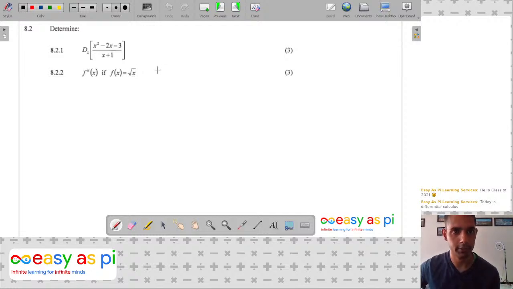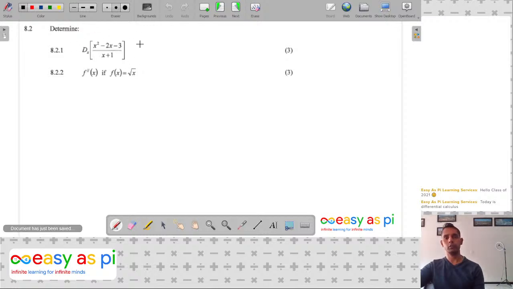And now they're saying dx, x squared minus 2x minus 3, all over x plus 1, and they say determine. Now dx is another notation that says find the derivative. Now, first of all, we cannot find the derivative of this in this form. We need to be able to simplify this, right? Now what you'll notice is the numerator can be simplified. So my first step for 8.2.1, step 1, is let's simplify this.